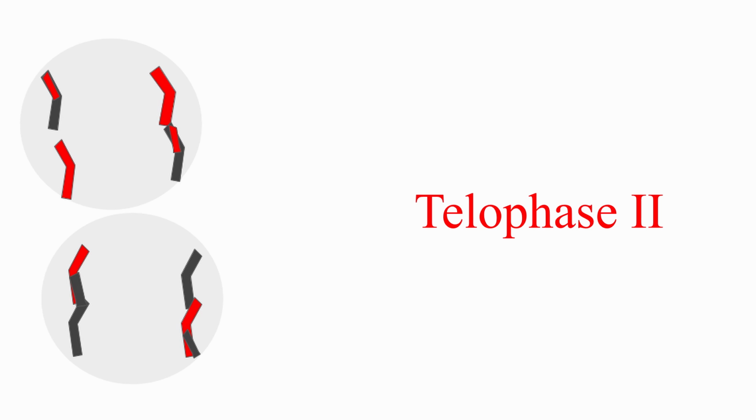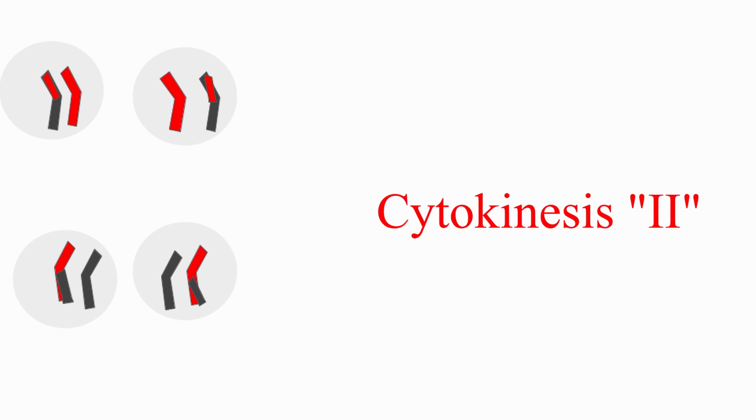Then in Telophase II, chromosomes reach opposite poles of the cell, the nuclear membrane reforms, and then cytokinesis II occurs. This divides the original cell for the second time, yielding 4 total cells stemming from the original cell, each with half the original amount of chromosomes.